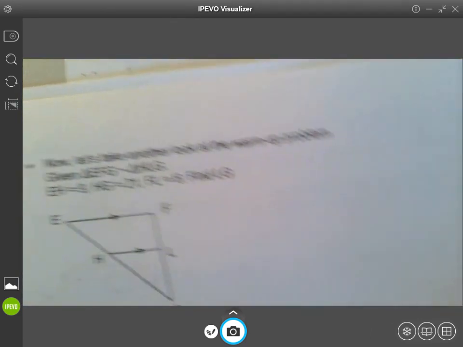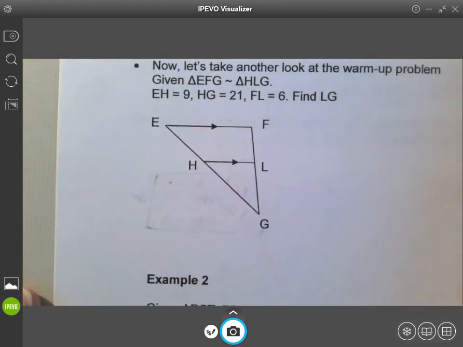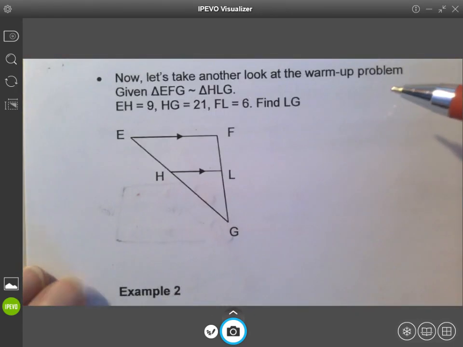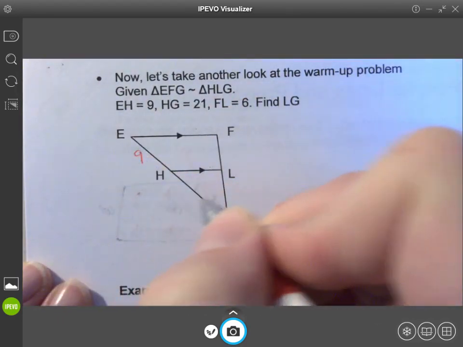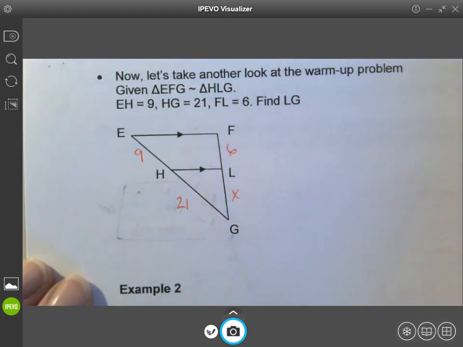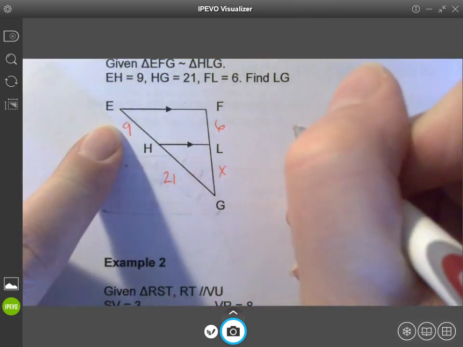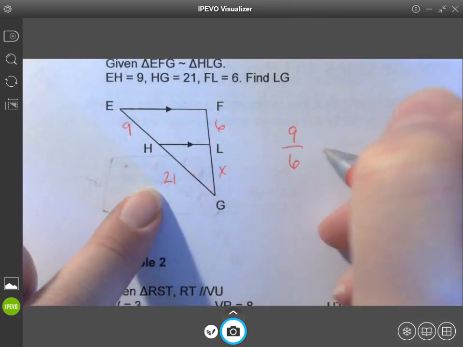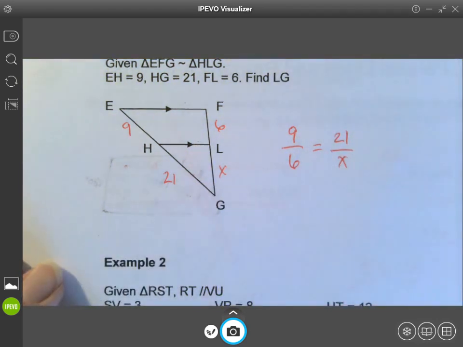All right, so let's look at this guy. Take another look at that warm-up problem. All right, so let's label. We know they're similar. We've got our parallel lines. EH is 9, HG is 21, FL is 6. We want to find that. Rather than doing little triangle to big triangle, we can do part to part equals part to part.